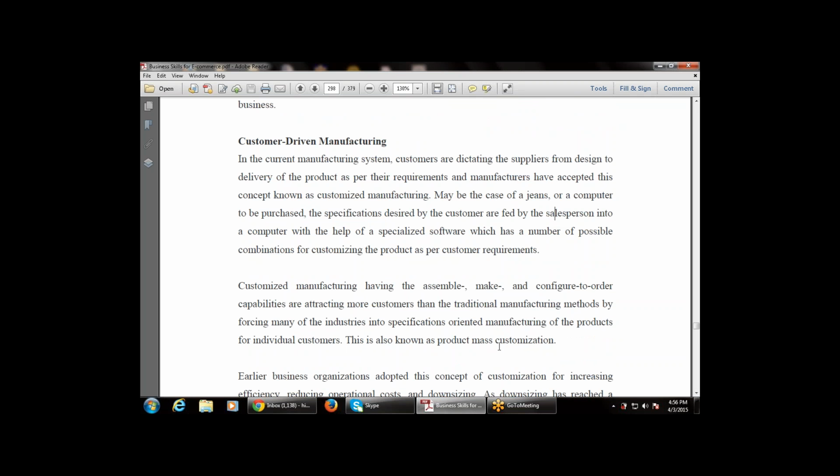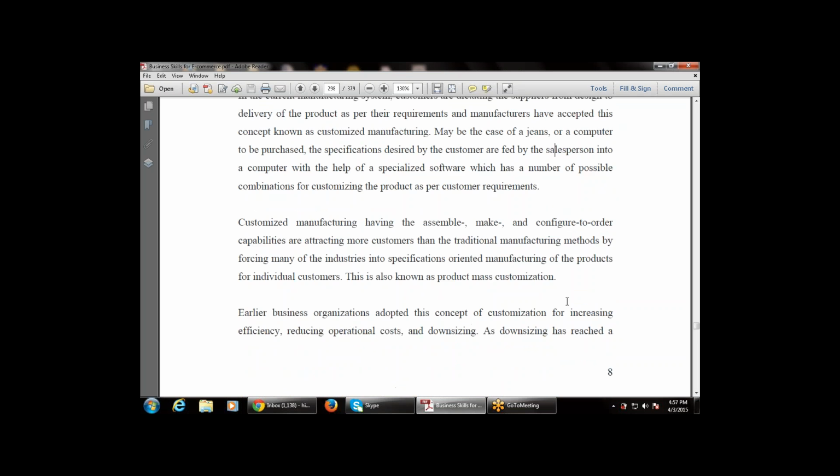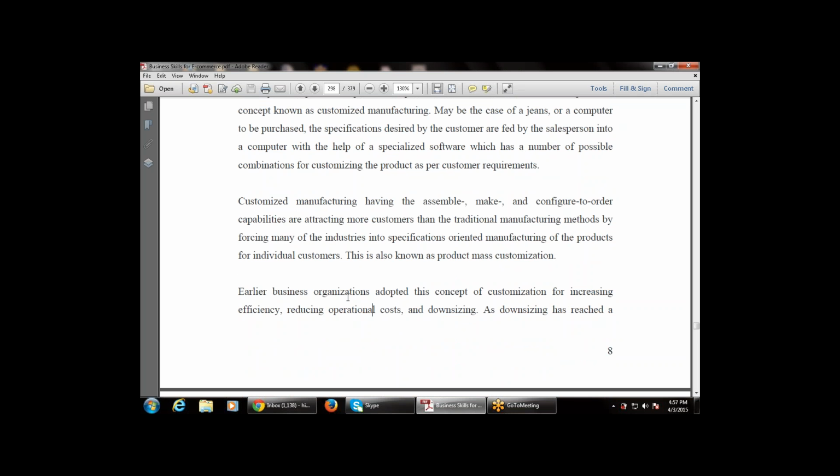Customized manufacturing, having assemble, make and configure to order capabilities, is attracting more customers than the traditional manufacturing methods by forcing many of the industries into specification oriented manufacturing. This is known as product mass customization, that is customizing the products as per the user needs. Earlier, business organizations adopted this concept of customization for increasing the efficiencies. So what are the various benefits provided after customizing the manufacturing as per the user requirements?